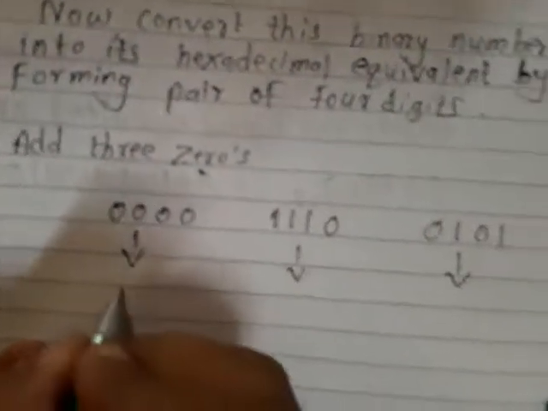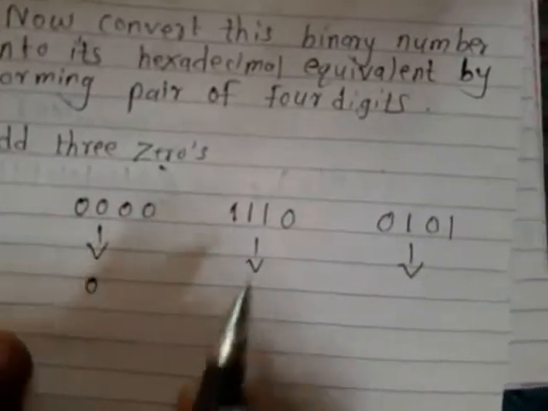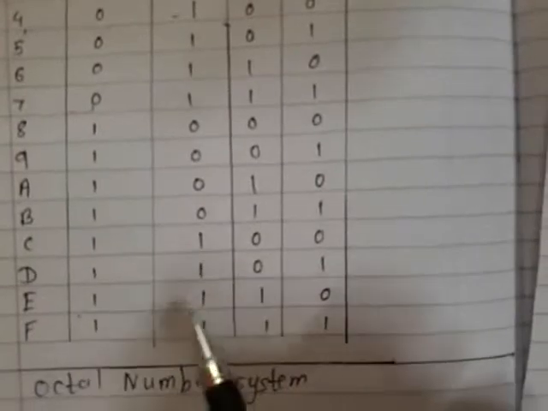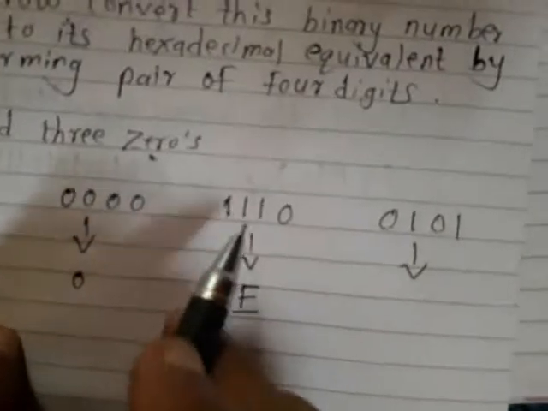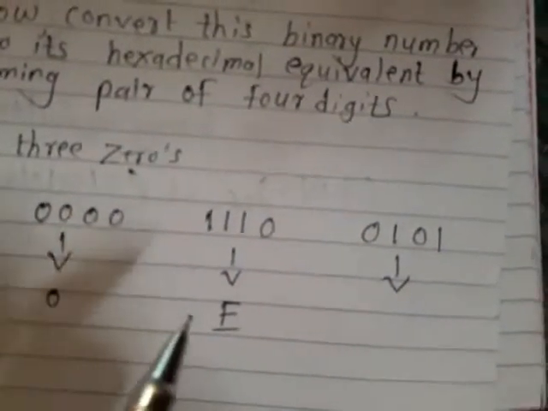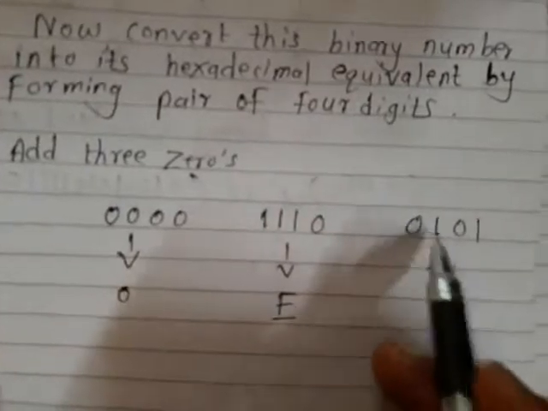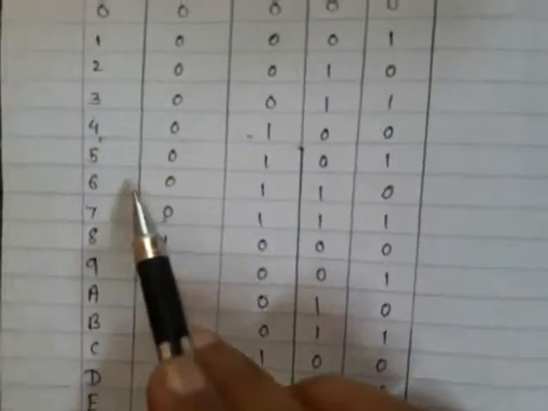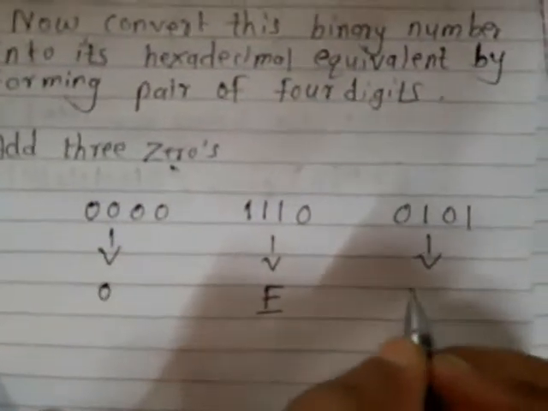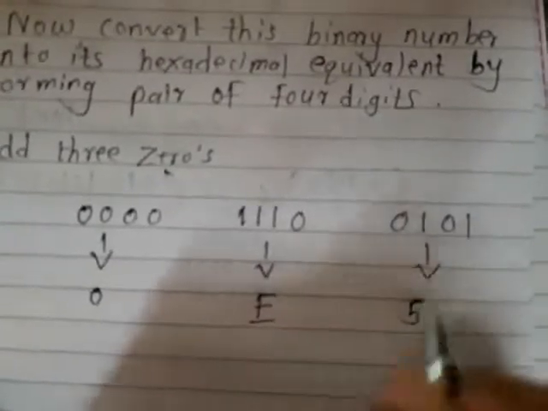So we will write here 0. Now 1 1 1 0, in which group is it? It is in the E group, so I have written here E. 1 1 1 0 is E in the hexadecimal number system. Now 0 1 0 1 is in the fifth group. You have to write here 5.